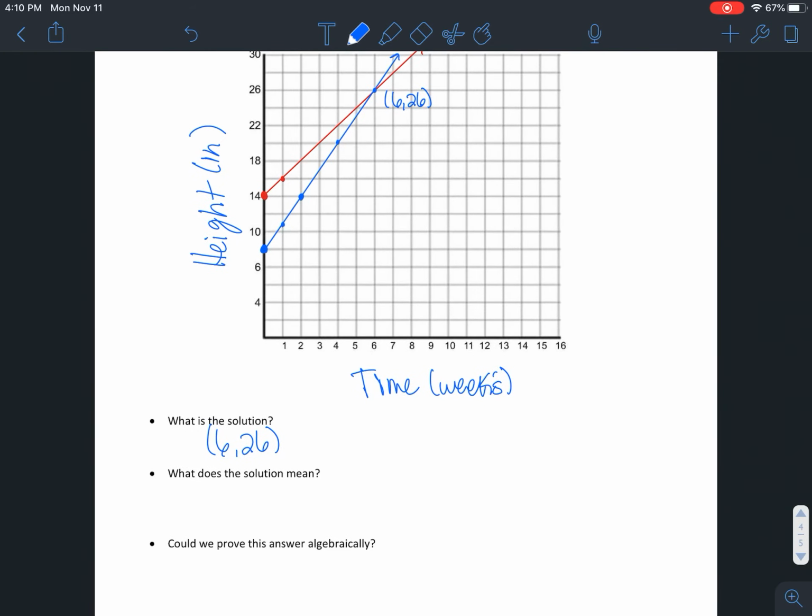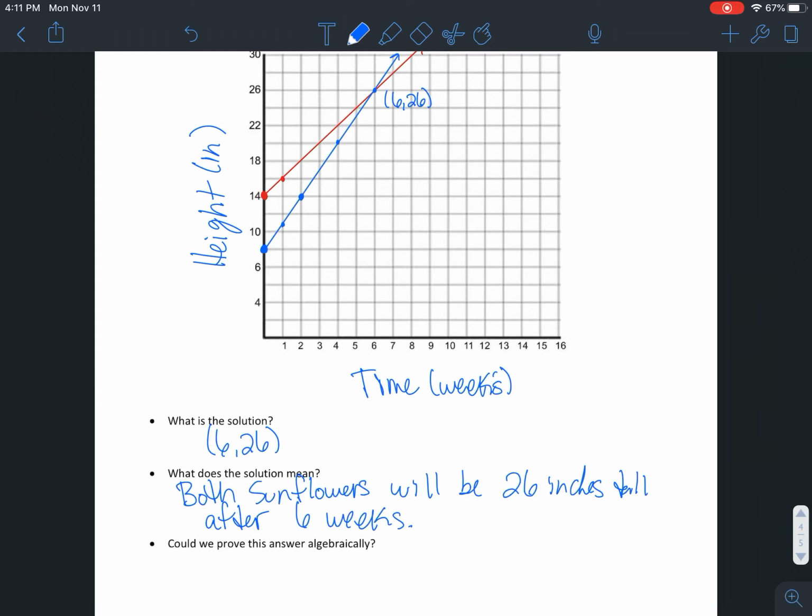What does the solution mean? Well, again, if there's an x and y value that work in both of my two equations, that tells me that both sunflowers will be 26 inches tall after 6 weeks. It's the time where they're both the same height. It really depends on how you want to explain that.